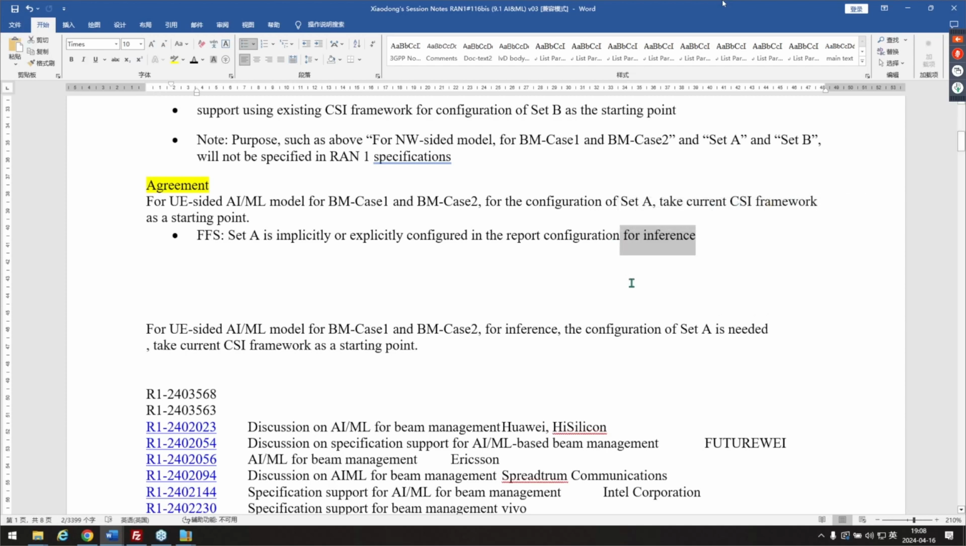But one question, Vivi: whether set A is implicitly or explicitly configured in the report configuration for inference is FFS. Does it mean that for other purposes it is confirmed? Yes, I think so. Is that the main bullet's intention? Yes. For data collection and monitoring, I don't see any bullet saying anything. So it's open. You're only discussing inference. Maybe we add this back if needed.